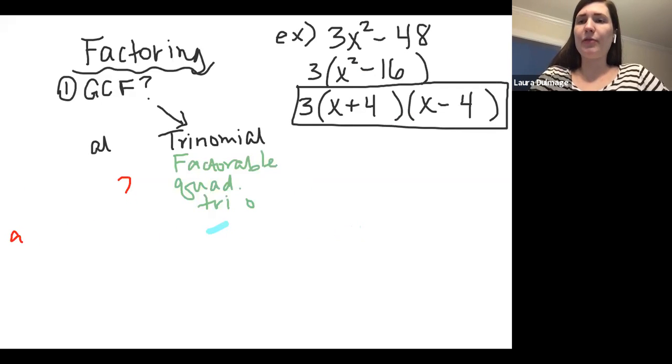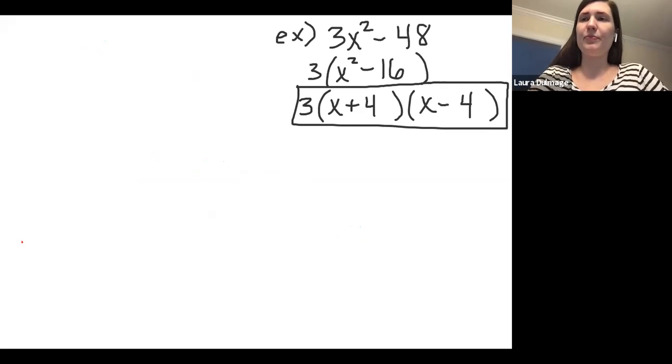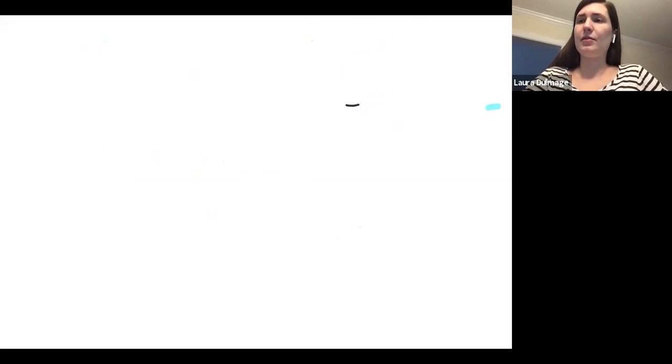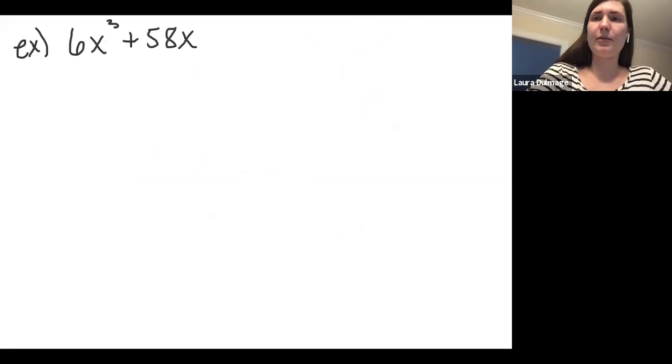All right, I will reference that tree that I'm erasing here because I only have so much room. All right, next one. 6x cubed plus 58x squared plus 80x.